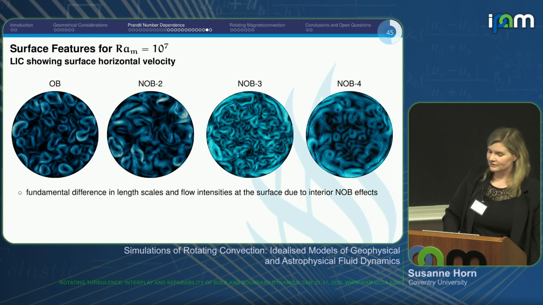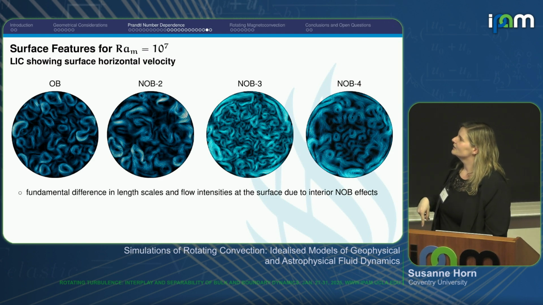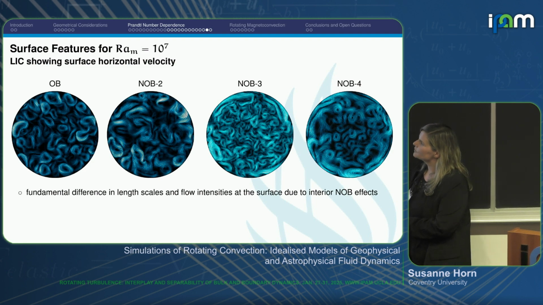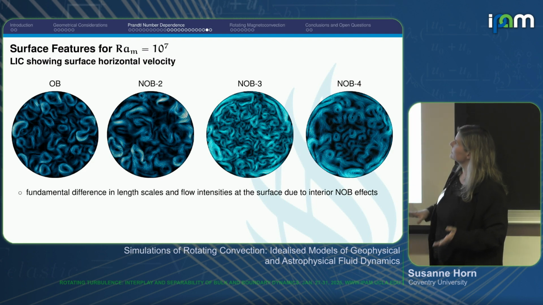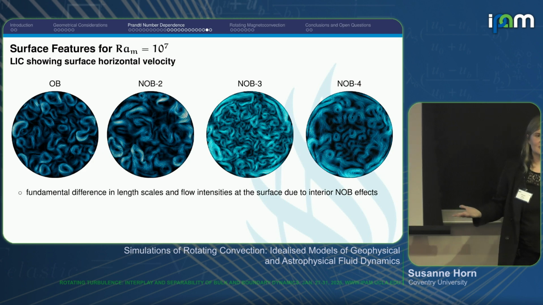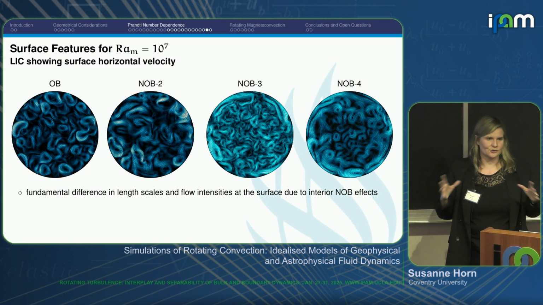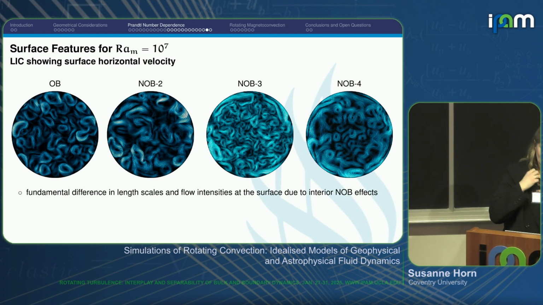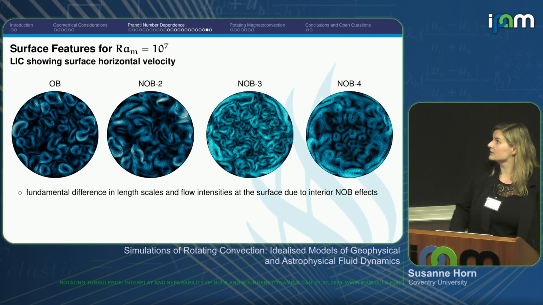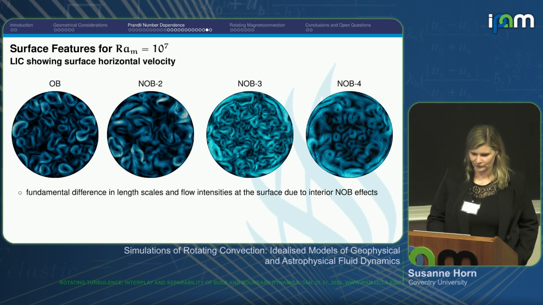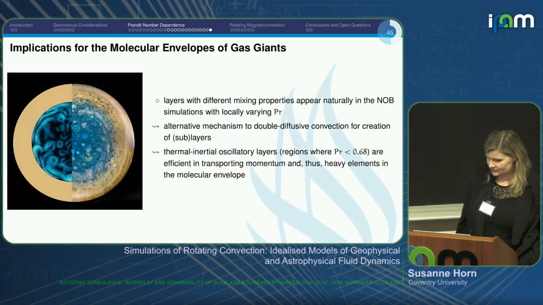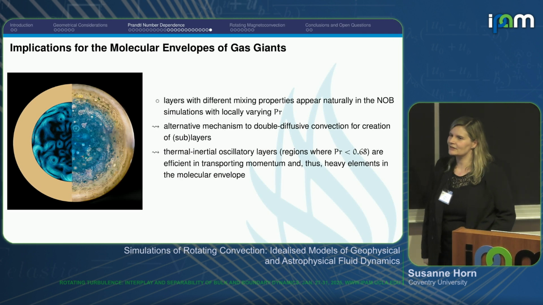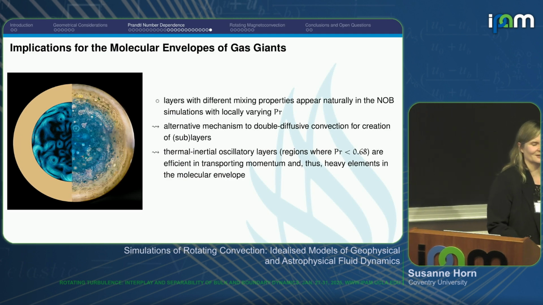And because we have a free slip surface, we can also look at how it affects flow structures for these different cases, and what we see is that it would matter for what we see at the surface of the planet, at least based on this very simple model. It would change the size of the structures that we observe. So that's just a very quick example where I would argue it matters.